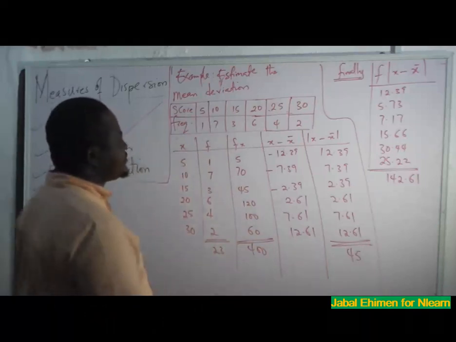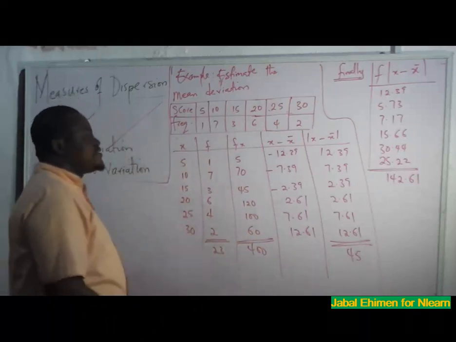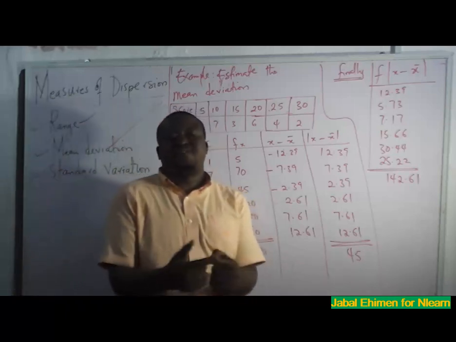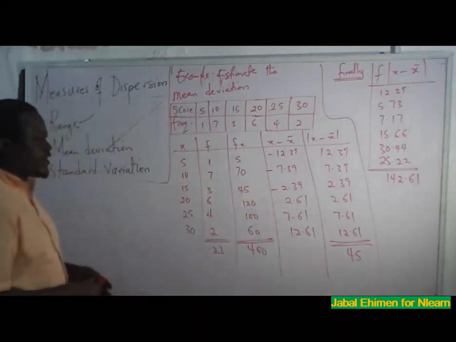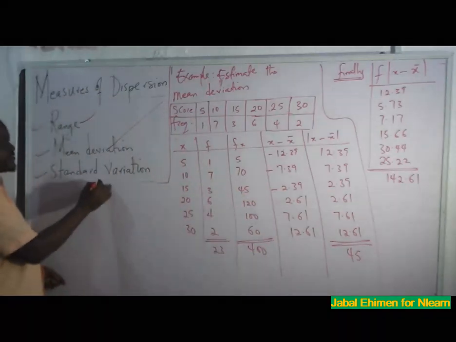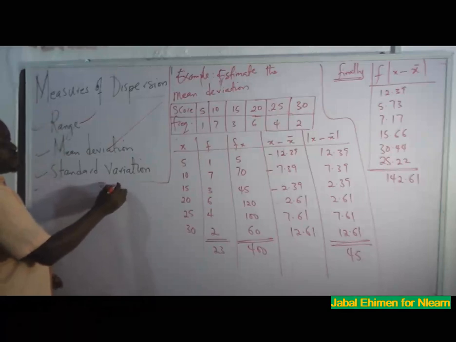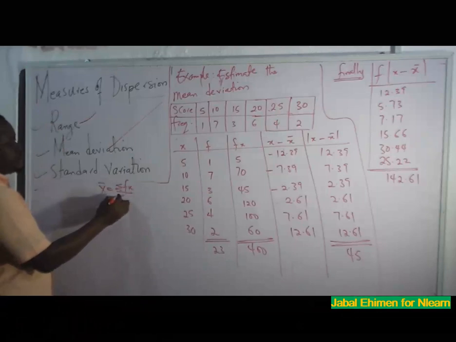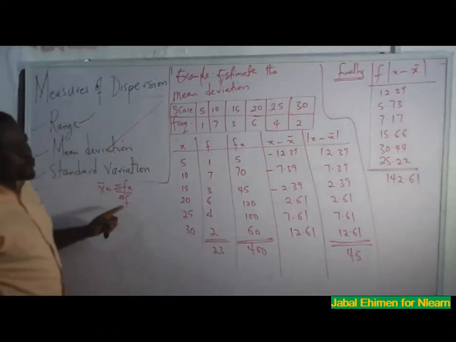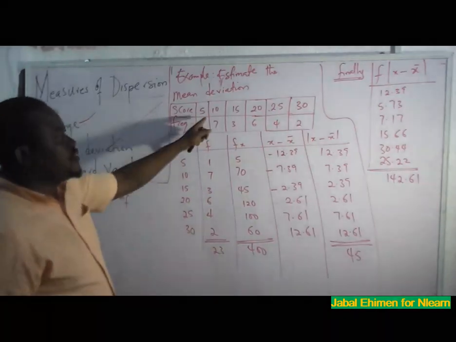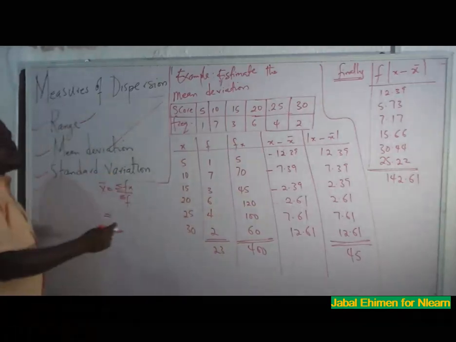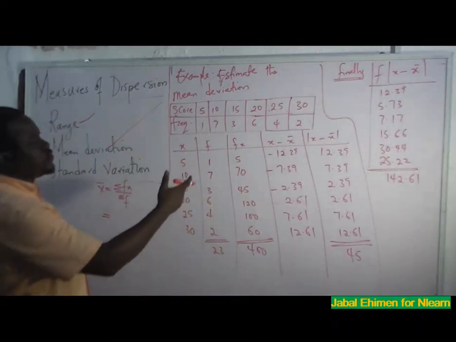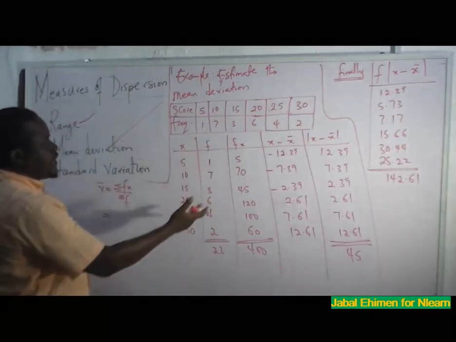So from there, let's see something else. You observe that you can multiply the frequencies together. What are you looking at? You are looking at the fact that x bar is given as summation fx over summation f. If I have to calculate this using this summation, it's easy. How do I do that? Let me see. From here, I can calculate the value of x bar.